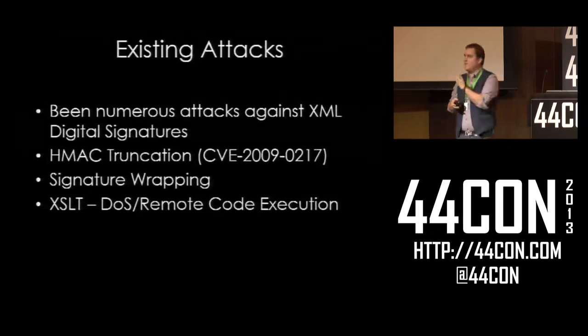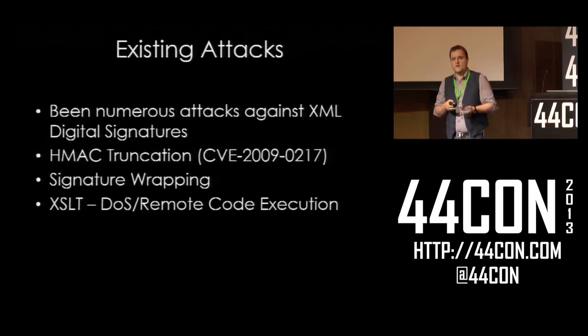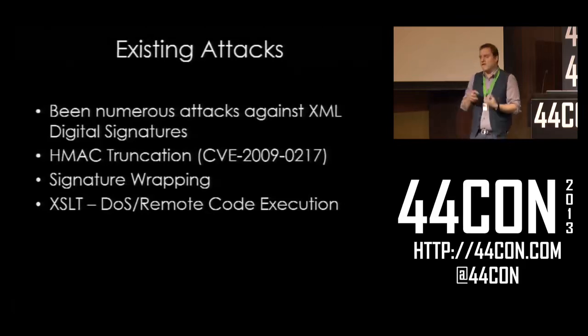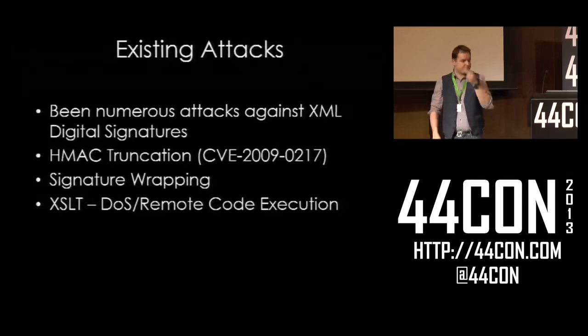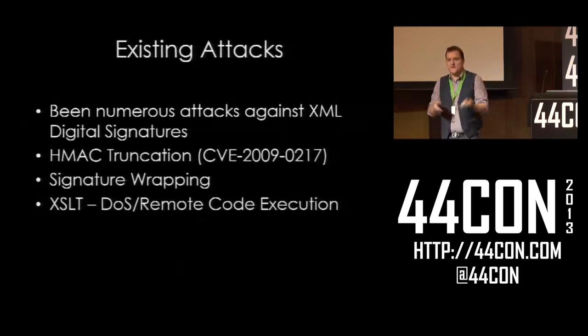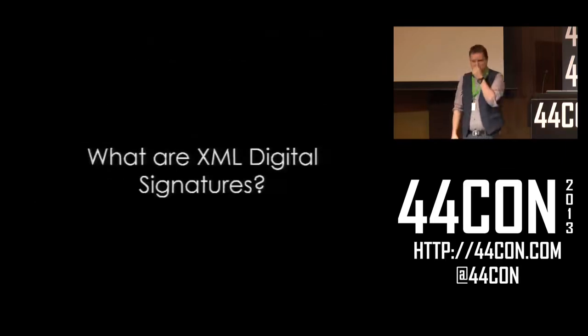But there's one which was more fundamental, and this was HMAC truncation. This actually has a specific CVE because it affected pretty much every single implementation of digital signatures at the time, and it even forced a change in the specification because it was pretty much just a limitation of the specification. I'll go into a bit more detail of that later because I found a way of bypassing it in one of the libraries. And there's various others. It runs XSLT, so if you know anything about XSLT hacking, there's potential fun in there.